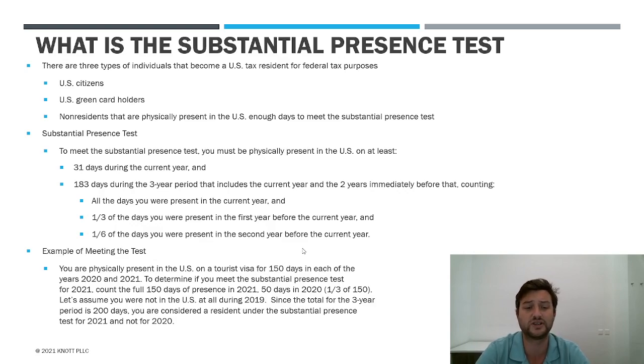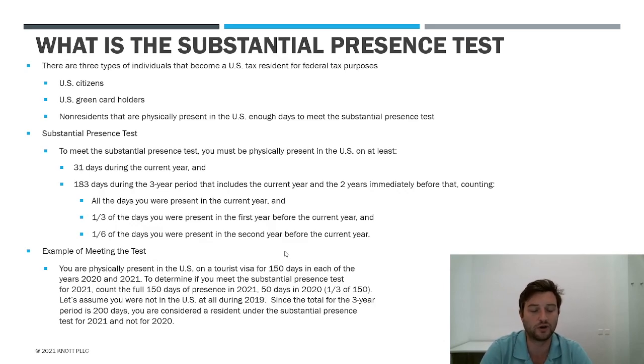Okay, so under this standard, you have met the substantial presence test, right? Because you're 150 days in the current year, you add 50 from the prior year, you're at 200. 200 days is well over that 183 mark, so you meet the substantial presence test for 2021. You are a U.S. tax resident.